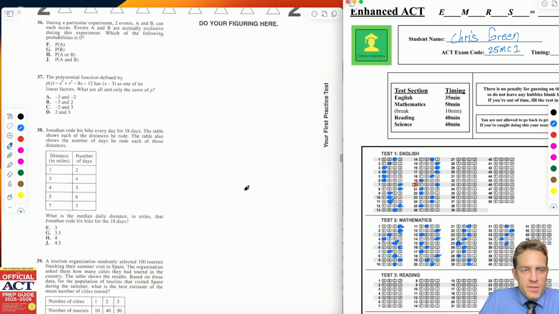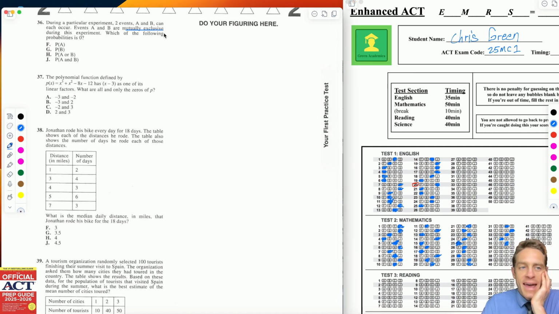During a particular experiment, two events A and B can each occur. Events A and B are mutually exclusive during this experiment. Which of the following probabilities is 0? Well, this is about the definition of probability notation. Mutually exclusive means they cannot happen at the same time. So by definition, both of them happening is an impossibility, which is that this happens and that happens at the same time is impossible, which is just this.